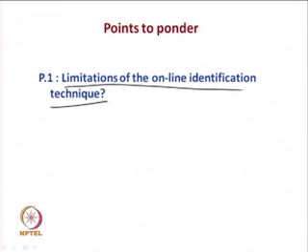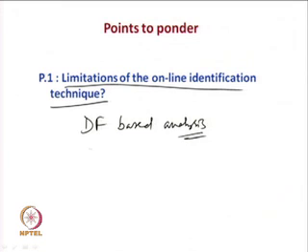Now, what are the limitations of the online identification technique? One major limitation is that we are using describing function based analysis. The describing function does not yield a large number of equations, so one has to assume SISO transfer function models having fewer unknowns. That is all. Thank you.